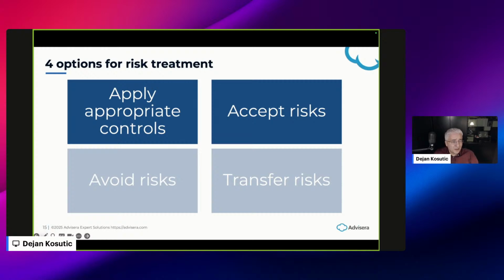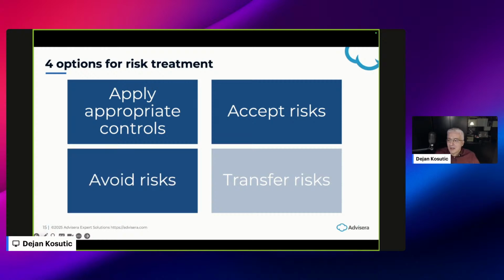So because of your budget limitations, you say, we are accepting this risk temporarily. But in, let's say, next year, 2026, we are actually going to implement this control, so with a delay. So this is also, I would say, a valid scenario for accepting risk.